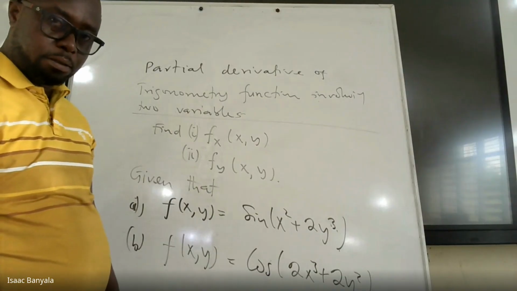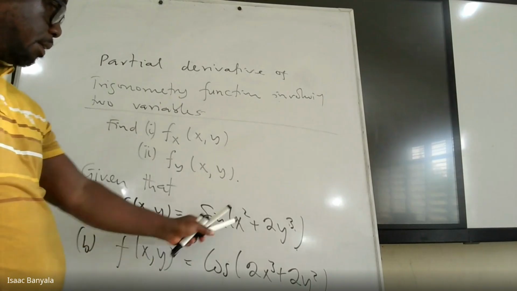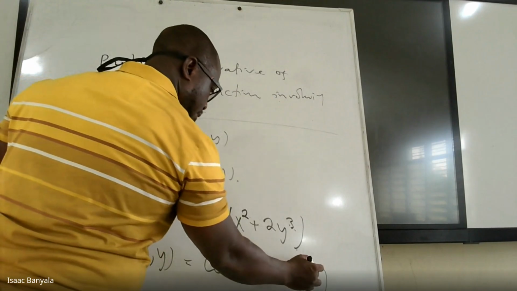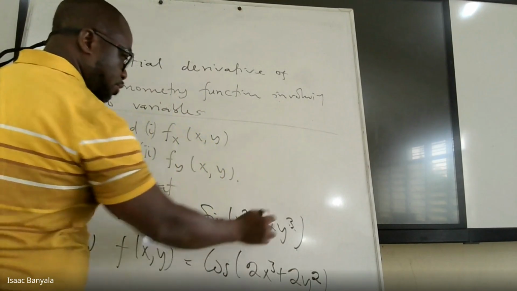Wait to take the first. The first one, sine of x cubed or x squared? The first one, this is x squared. This is x squared and y squared. This is cube.